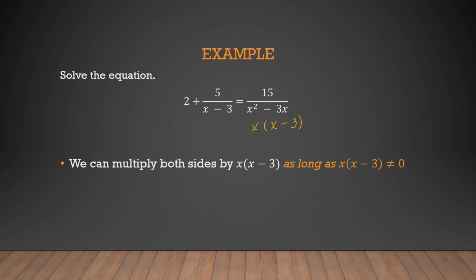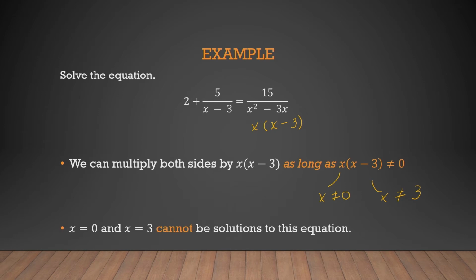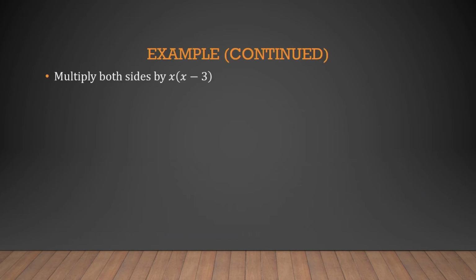Now we can multiply both sides of the equation by x times x minus 3 as long as that expression is not equal to 0. That means that x cannot be 0 and x cannot equal 3. So when I'm solving this equation, x equals 0 and x equals 3 cannot be solutions. Okay, so now we're going to take our equation. We're going to multiply both sides by x times x minus 3.